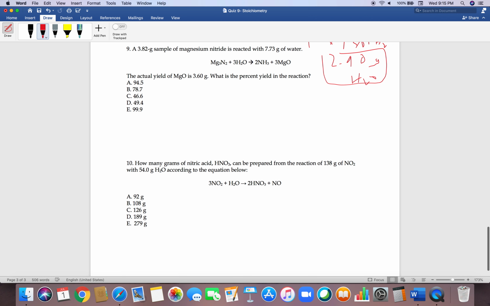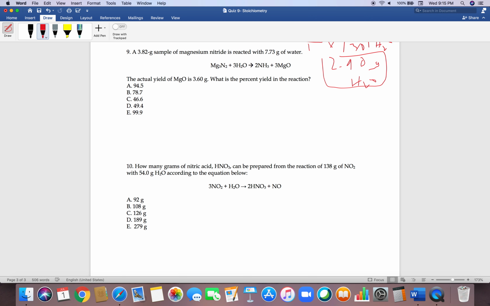Number 9 says that a 3.82 gram sample of magnesium nitride is reacted with 7.73 grams of water. The actual yield of magnesium oxide is 3.6 grams. What is the percent yield of the reaction? So we need to find the limiting reactant, and then we'll take that limiting reactant and convert it into grams of magnesium oxide, and then we can use that in our theoretical yield calculation for the percent yield.